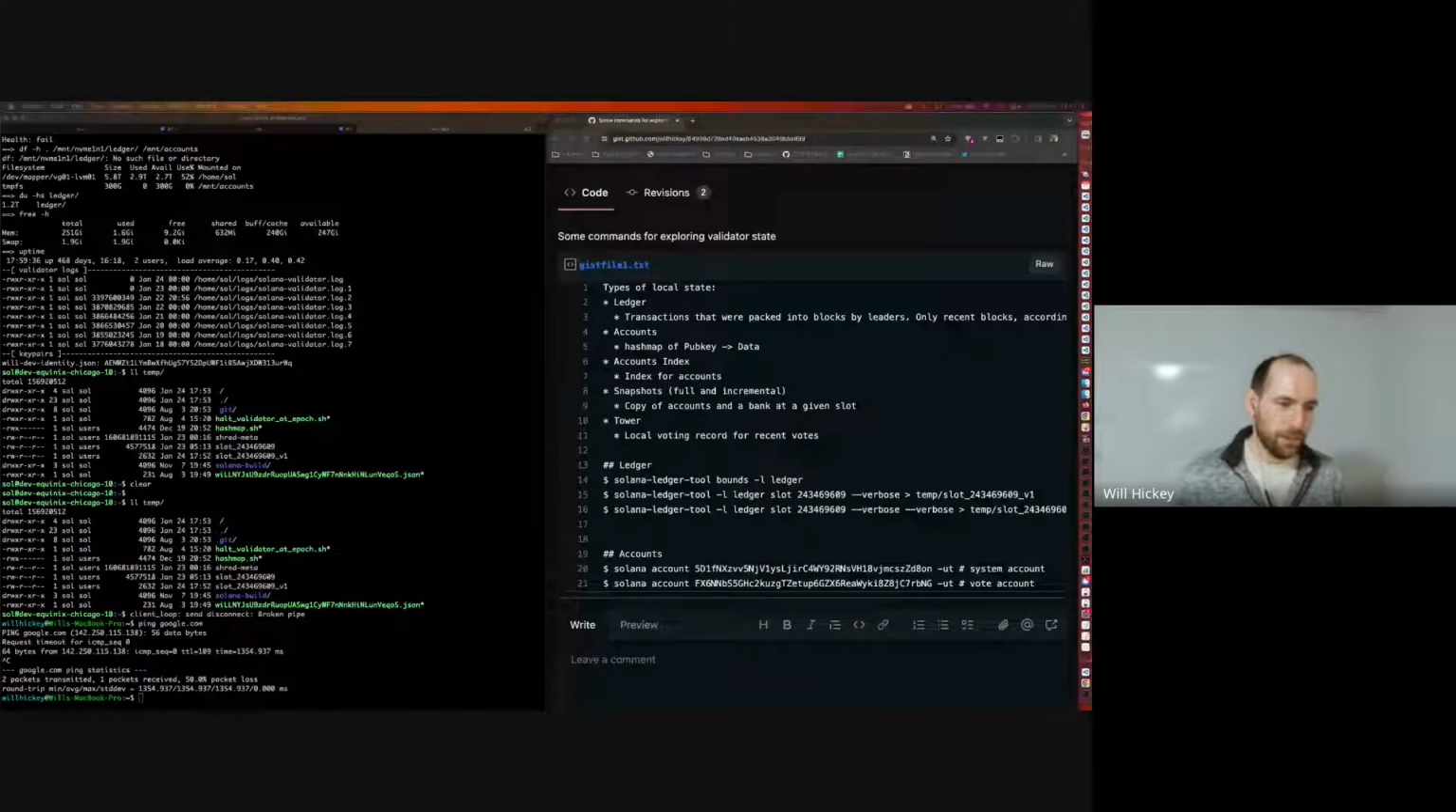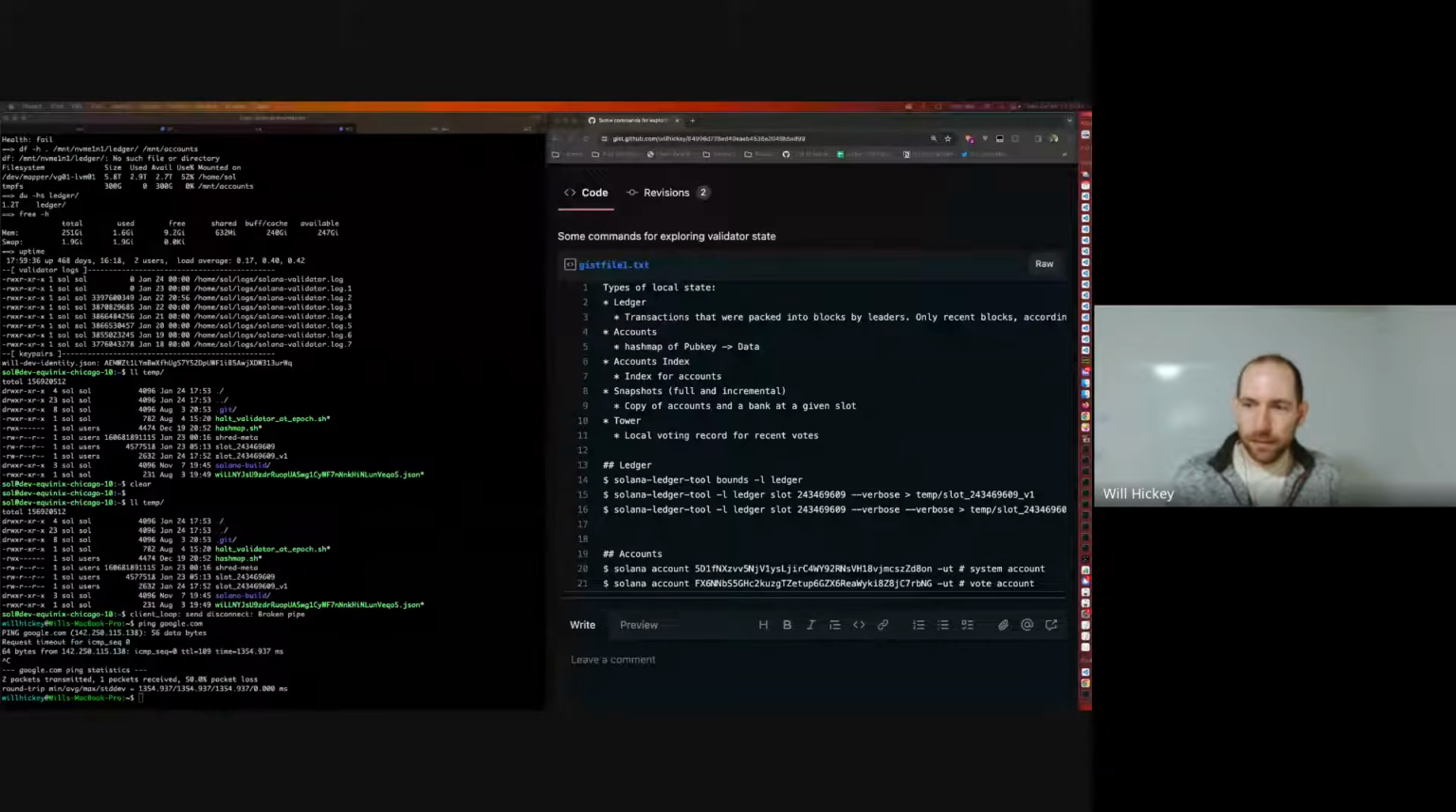There is also a hash in the snapshot name, and those attributes of the snapshot can also be verified with the solana-ledger-tool verify command, I think. I don't have the help up in front of me, but if you do solana-ledger-tool help, you'll get the list of commands.